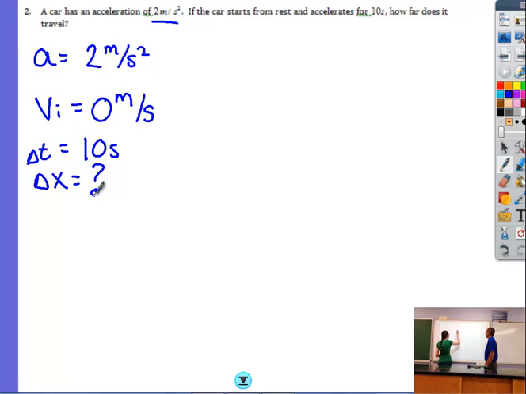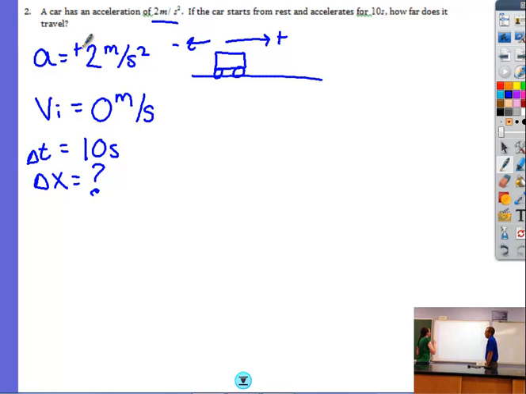So I'm going to draw my picture. Let's just say it starts there, it's at rest, and I'm going to make this positive, and that one negative. All right, so my sign on acceleration? Positive. And it actually told us that, right? The car has an acceleration of 2 meters per second squared. The other problem said a magnitude of, so we had to pick our direction. This one actually says this is the acceleration.